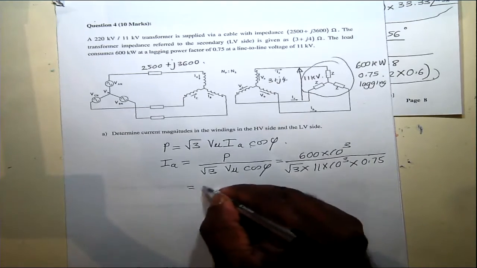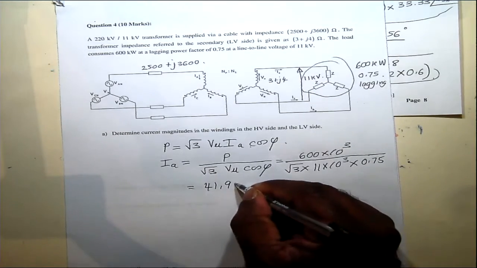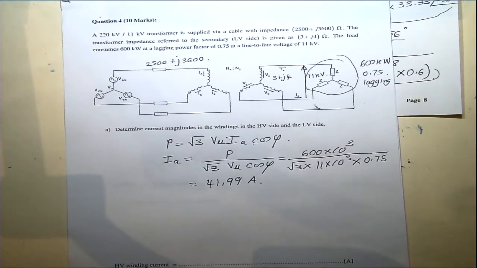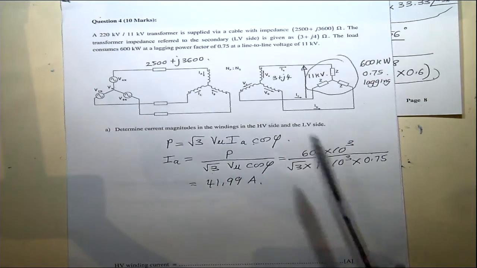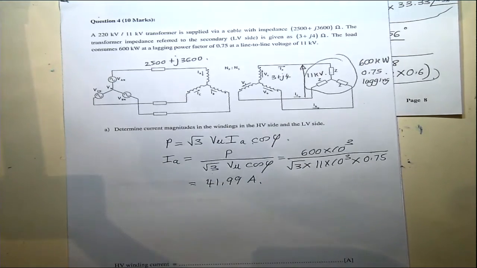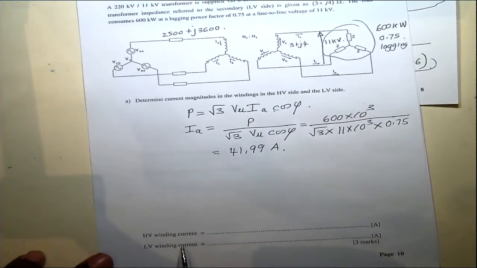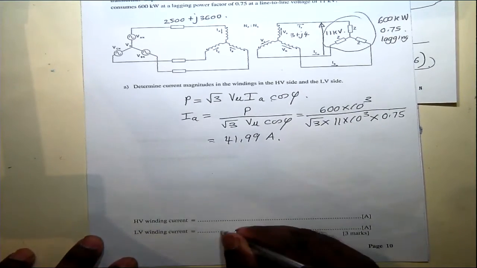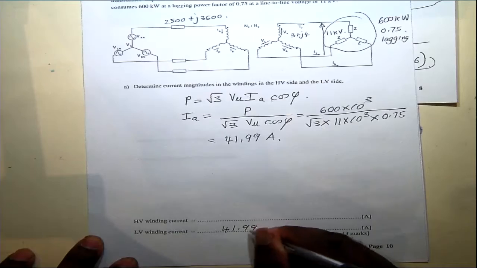So that turns out to be 41.99 amperes, and the low voltage side line current is the same as the winding current as well. It's a star transformer, so here the low voltage side winding current is also 41.99.